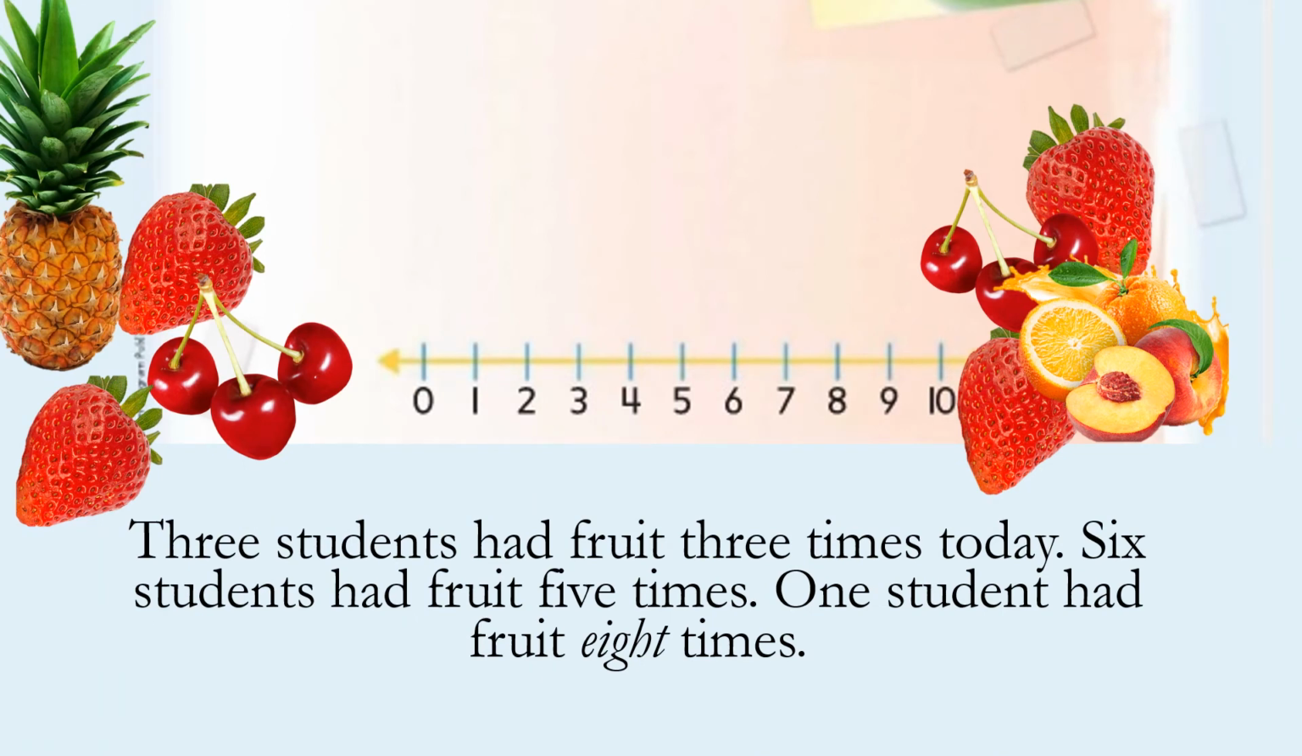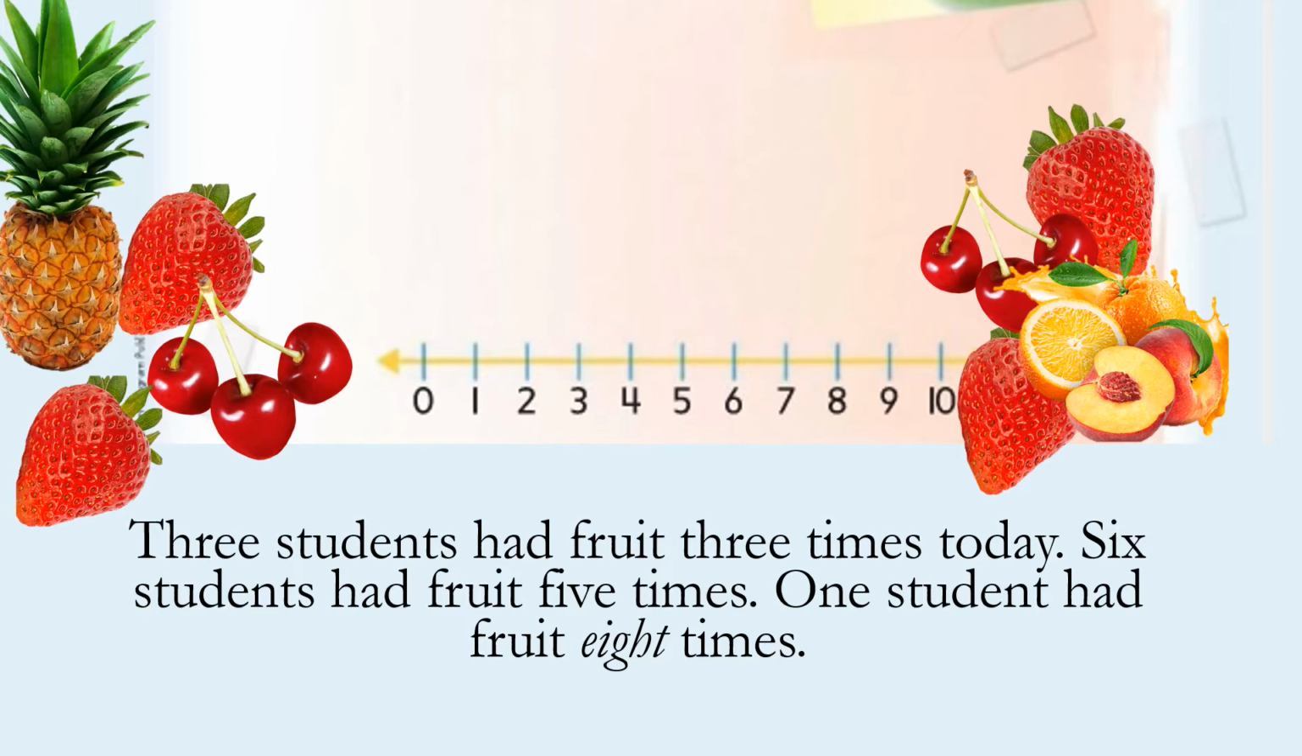So let's look at this example here. 3 students had fruit 3 times today. 6 students had fruit 5 times. 1 student had fruit 8 times. Well, all of that makes sense, but it's a little hard to understand it. We just need a better way of seeing it instead of just reading through all of these words. So what we can do is make a line plot, and you can see that there's a number line there going from 0 to 10.